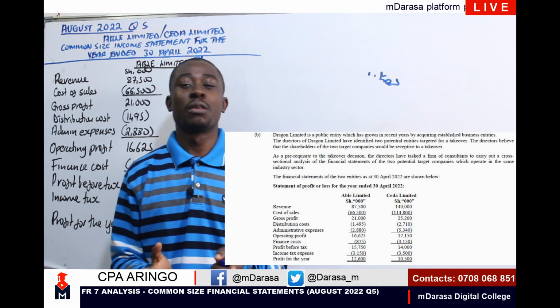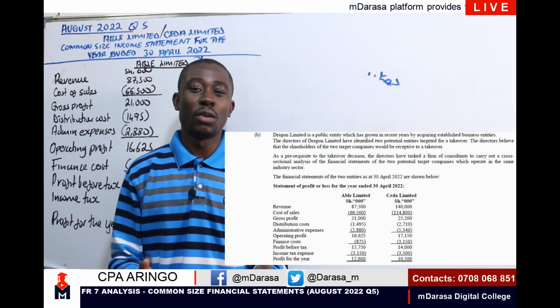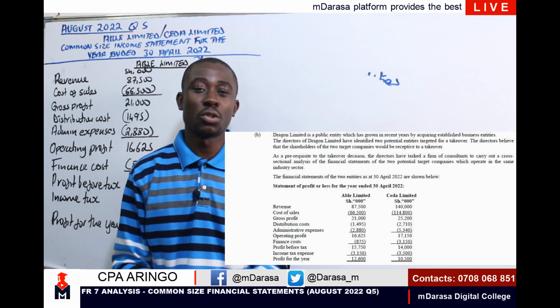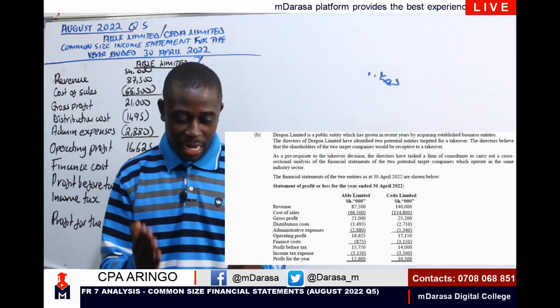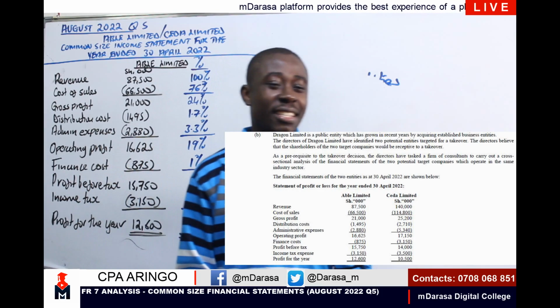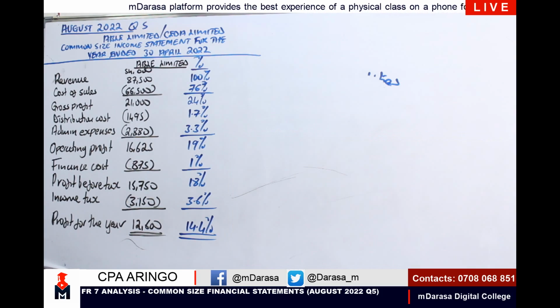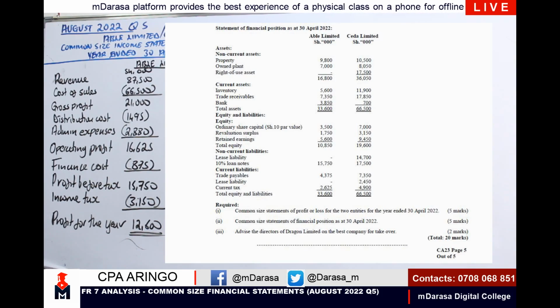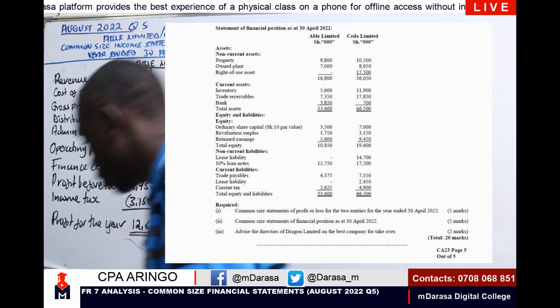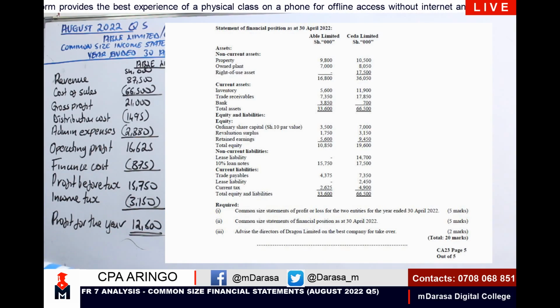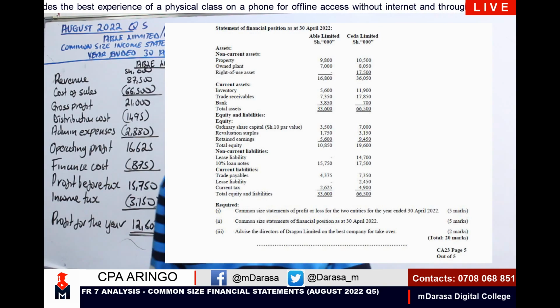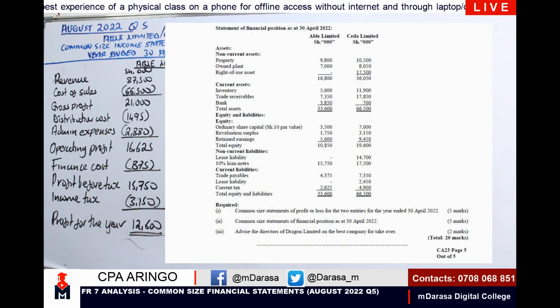The same concept will apply. We said when you are dealing with a statement of financial position, our base will be what? Assets and liabilities. Okay, let us see what we are having here. So I'll go to our common size statement of financial position, and that is what we need to prepare. So basically, this is what we'll be having. Allow me to squeeze it somewhere here.